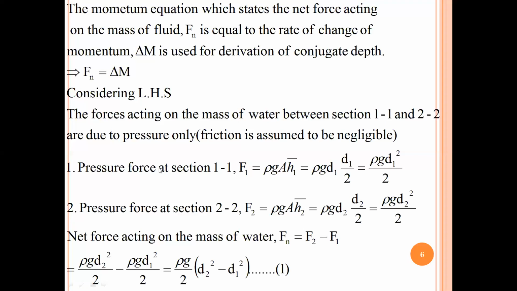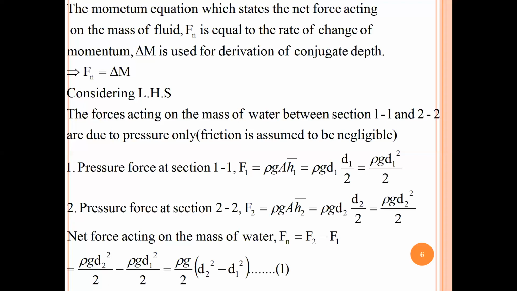Now, when I say pressure force, force due to pressure, pressure force all mean the same thing. We are first calculating the pressure and then we are calculating the force from the pressure. Now the net force acting on the mass is given by F2 minus F1. So I'm substituting these values and I can see the common elements, rho G and by 2. So I'm taking it common. So my final expression on the left hand side will become rho G by 2 into D2 square minus D1 square. So this is the left hand side part.